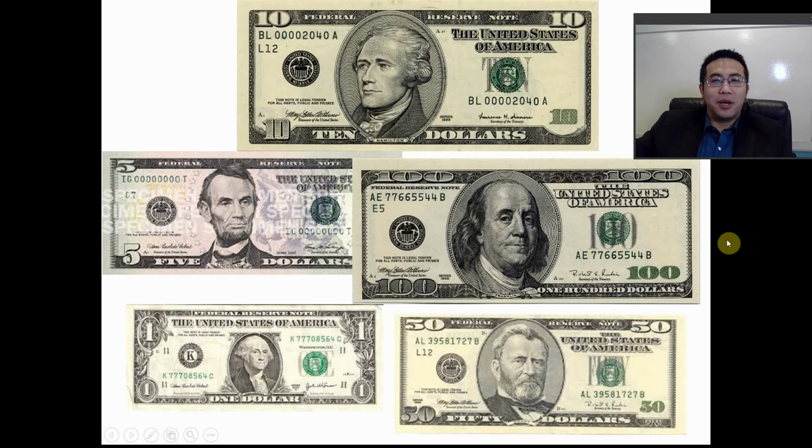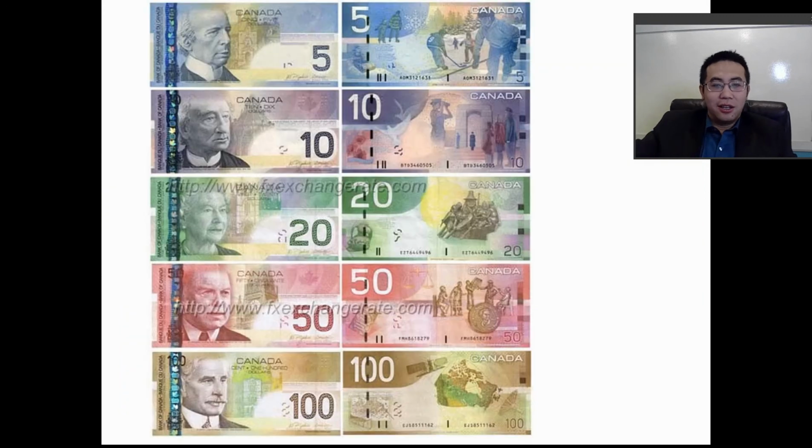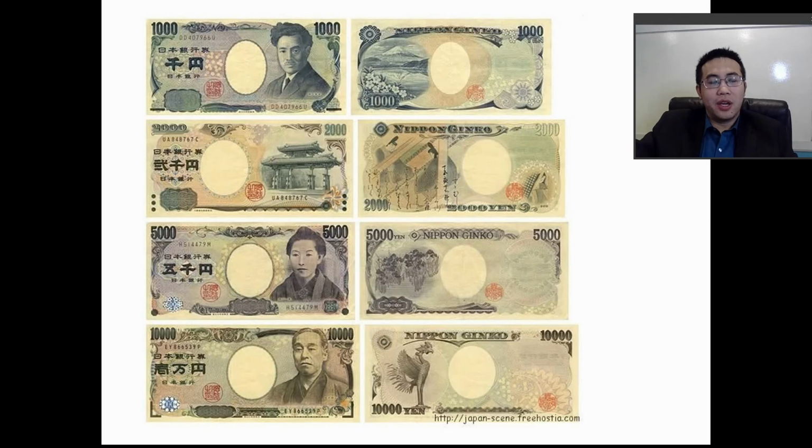So this is a picture of the US dollar bills. It's not new to us, and you see the images are the founding fathers of the United States. And then here you got another type of currency. This is a Canadian dollar. And right here you see a Japanese yen. The denomination is much larger than US dollars. This 1,000 Japanese yen is roughly $10, and 10,000 Japanese yen is roughly $100.